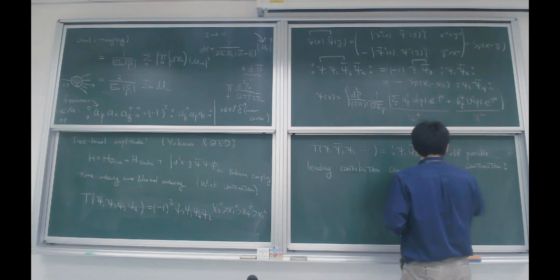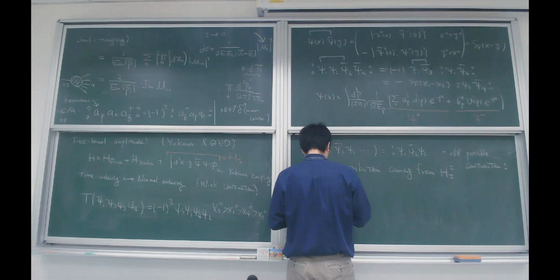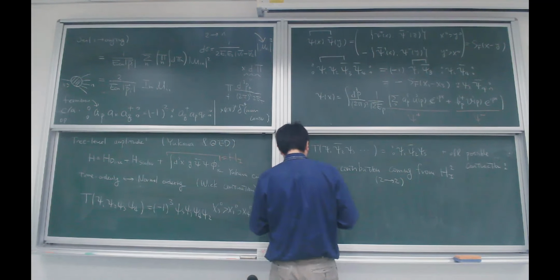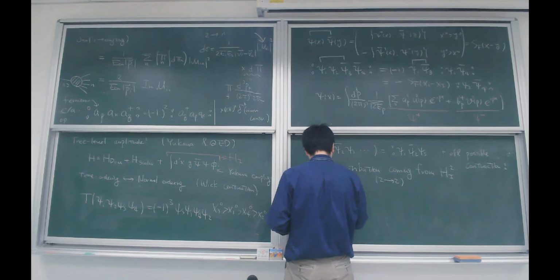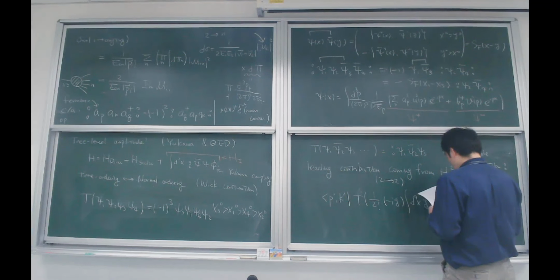And so therefore, in the Dyson series, what we need to understand is the leading contribution to 2 to 2 scattering. 2 to 2 scattering comes from H_I squared. So therefore, what we need to evaluate is something like p prime and k prime, and then 1 over 2 factorial. So we already know that we need to evaluate 2 factorial. And then minus i g in Yukawa theory will give you this term.